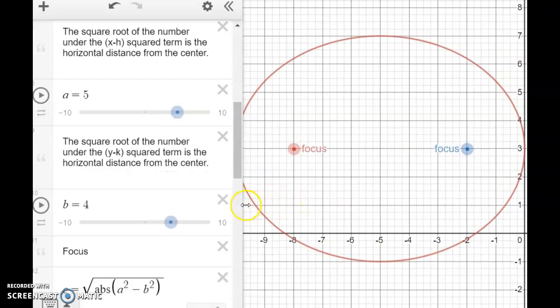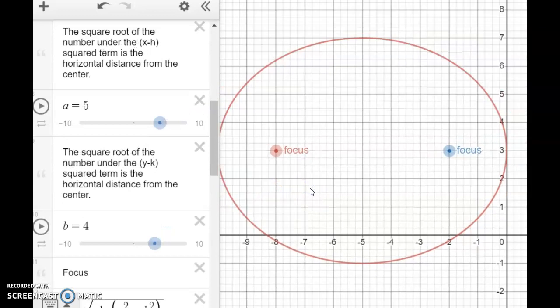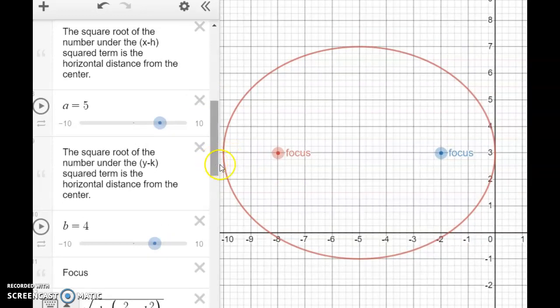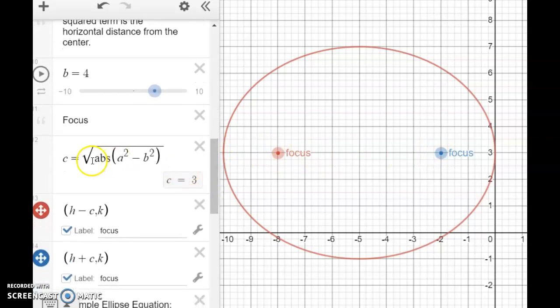Let's see if I can center more. I don't know. There we go. Maybe zoom out a little bit so I have the whole thing here. So the center is over here, -5 and 3 as promised, and then the foci are over here. And let's see, then it also calculates that C. The C is needed in order to figure out where the foci are.